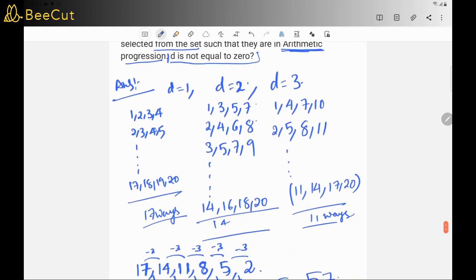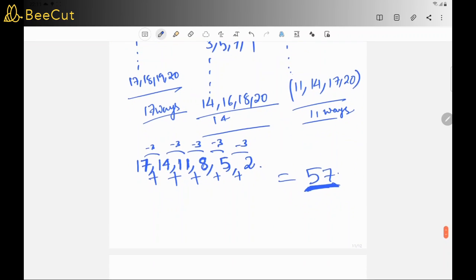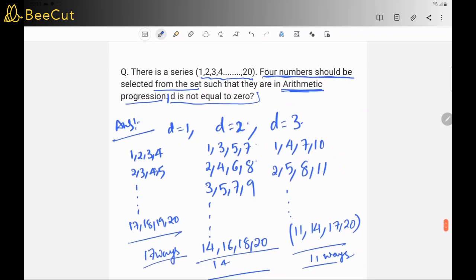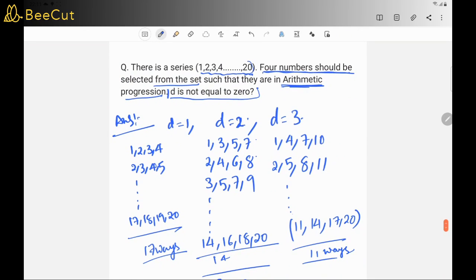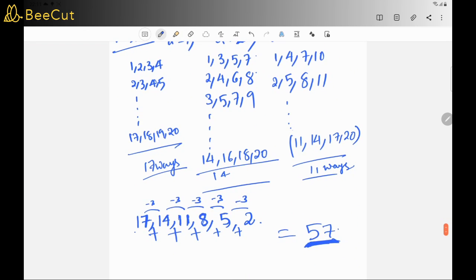So this is the traditional way of solving this. Now let us look at another way. So there are total 20 numbers, and we need to select 4 numbers from there, and those 4 must be in arithmetic progression. So if we are able to find somehow the first term of this series, say 17, 14, 11, 8, the first term is 17.